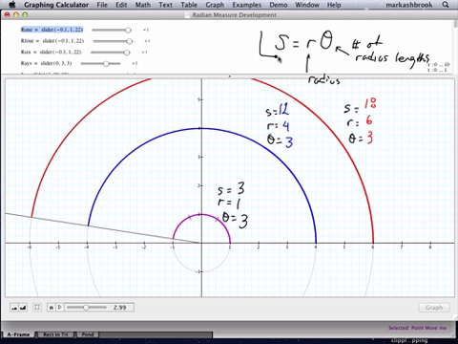Okay, so that's a really important relationship. And it makes sense when you think of the angle as the number of radius lengths of the arc that the angle cuts off. Okay, one more thing.